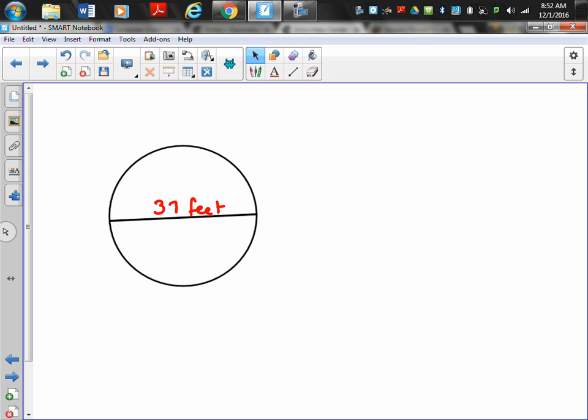I have a circle, a pond. It's 37 feet from one side to the other. I need to build a fence right along the edge of my pond. How much fencing do I need to purchase? So circumference is another word for perimeter. Circumference means perimeter. But that's the word for a circle.